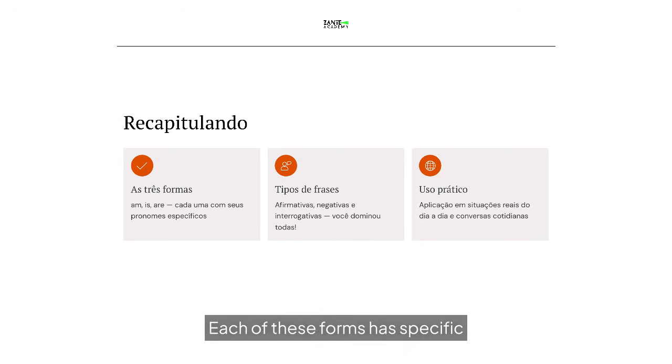Each of these forms has specific pronouns that they pair with, and remembering these connections is key to speaking correctly. For instance, we use am only with I, as in, I am happy. Then, is goes with third-person singular pronouns like he, she, or it. So you would say, he is tall or she is a teacher. Lastly, are is used with you, we, and they. For example, you are my friend, or they are students.